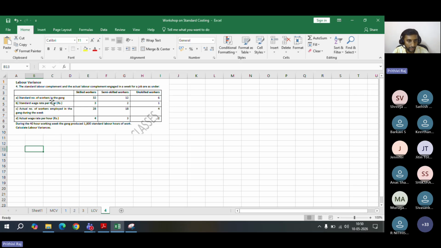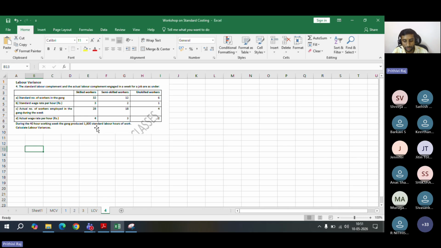The standard number of workers in the gang is 32 skilled, 12 semi-skilled, 6 unskilled. Standard wage rate is 3, 2, 1 per hour. Actual number of workers is 28, 18, 4. Actual wage rate is 4, 3, 2. Everything is directly given in the question. During the 40-hour working week, the gang produced 1,800 standard labor hours.